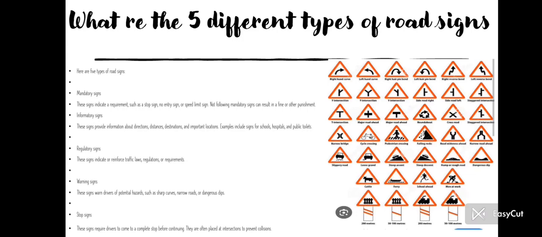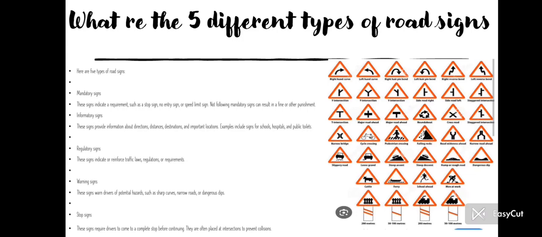Warning signs. These signs warn drivers of potential hazards such as sharp curves, narrow roads, and dangerous dips. Actually, for example, when you're driving on a hill station, you will find an upward slope, a steep ascent. Then there will be a board saying that there is a steep ascent coming. That is known as a warning sign.